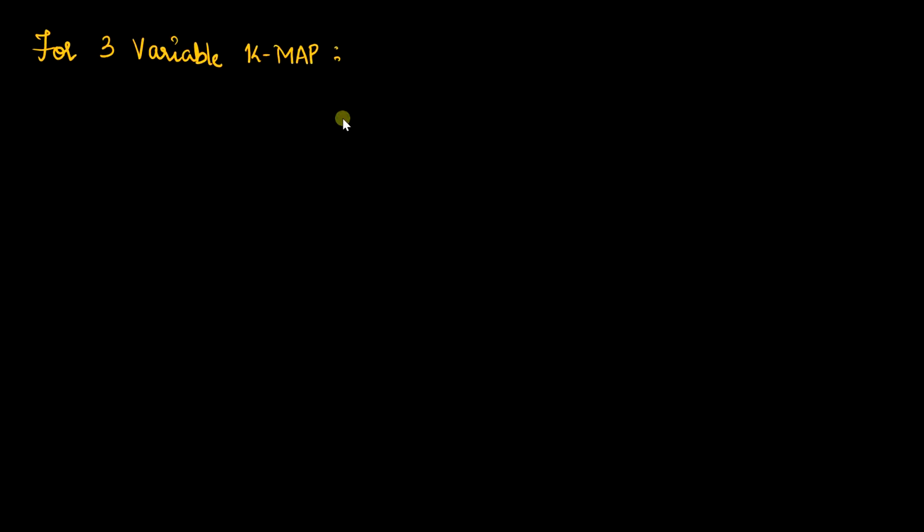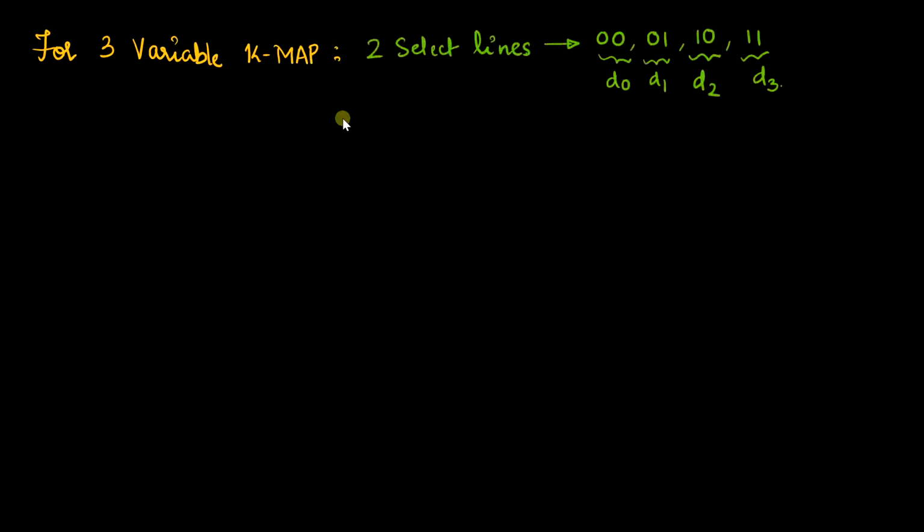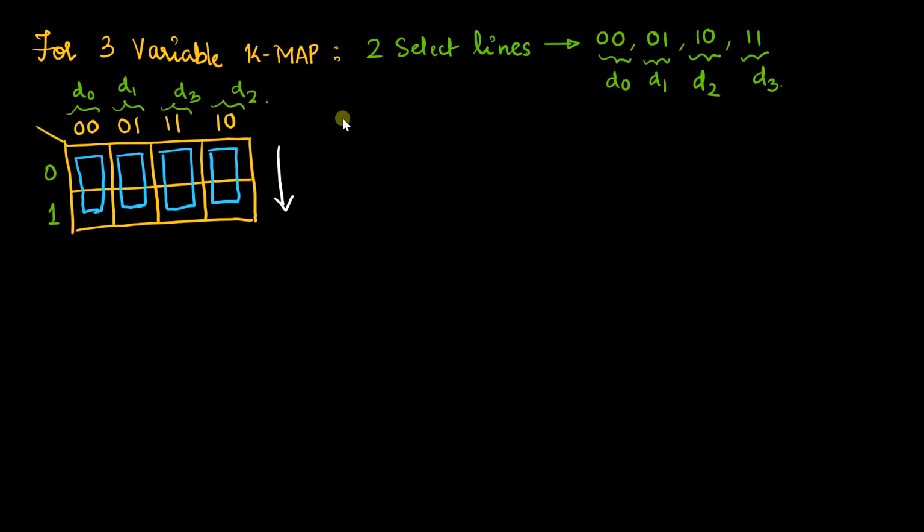So in general, for a 3 variable Karnaugh map, we have 2 select lines and 4 input data lines. So 0, 0, 0, 1, 1, 0 and 1, 1. And in the Karnaugh map you can clearly see that D3 is this particular term and D2 is this particular term, and we will always consider the variable which is not a select line to be here and the other 2 variables which are the select lines to be here in the case of a 4:1 mux because you have 2 select lines, and we will always consider the block in this way.